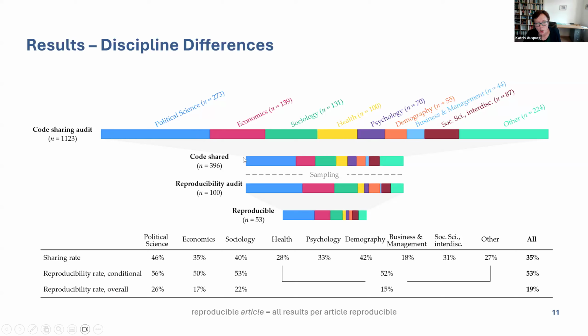the first stage. We can observe that the share of political science increases, and this is because the sharing rate is a little bit higher in political science compared to other disciplines. So for instance, in management and science, it was only 18%, and political science is 46%. Given that code is available, the conditional reproducibility rate is very similar across all disciplines. It's always about 50%. And overall, the reproducibility rate ranges between 26% in political science and 15%.